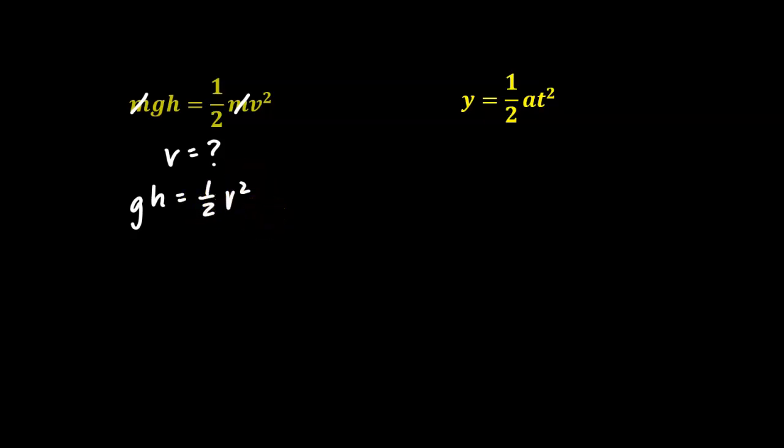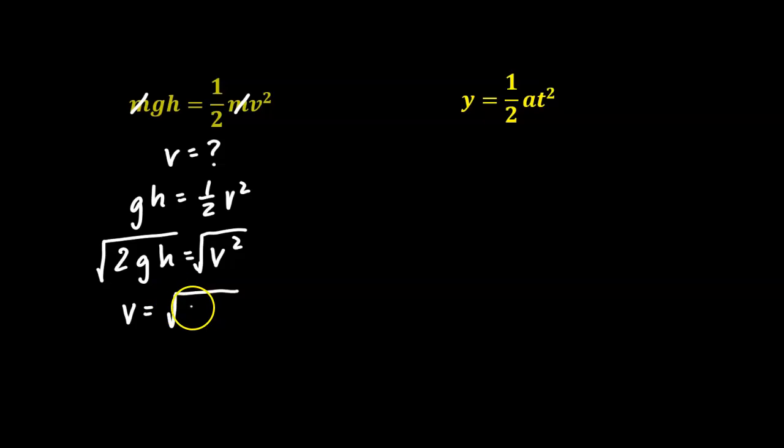I want the V by itself, but there's a half, 1 over 2, so I want to get rid of that. So I'm going to multiply 2 on both sides, and that gives me 2GH is equal to V squared. Notice that there's a square there, and I want to undo that. I'm going to undo that by taking the square root on the right-hand side and the square root on the left-hand side, and that leaves me with V is equal to square root 2GH. And I did switch these left and right. So that is our answer for V.